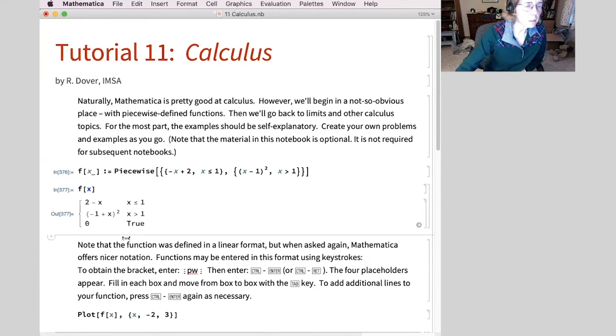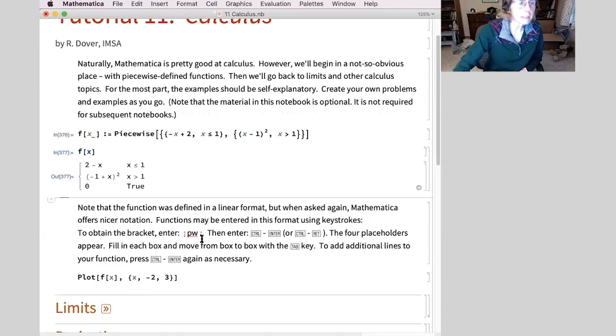This is in more traditional notation, but I do have the 0 and true down here that Wolfram language kind of threw in. You just need to be used to seeing that. All right, if I would like to enter this in a much more traditional way, I can use keystrokes. Escape PW escape will get me the brackets on the left, and then Control Enter will get me the 4 pieces, and if I need more pieces for more conditions, then I can just hit Control Enter again.